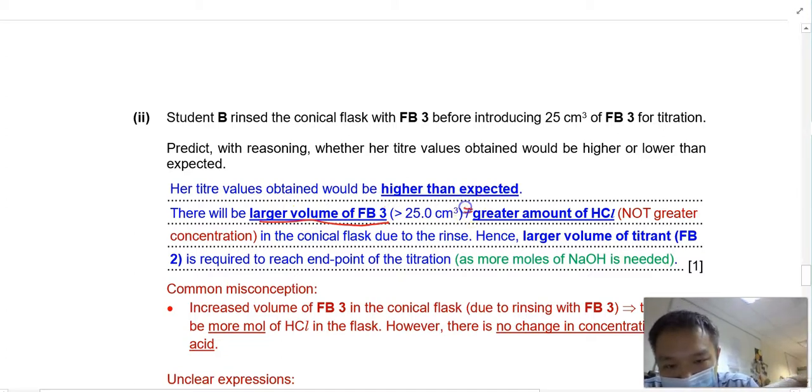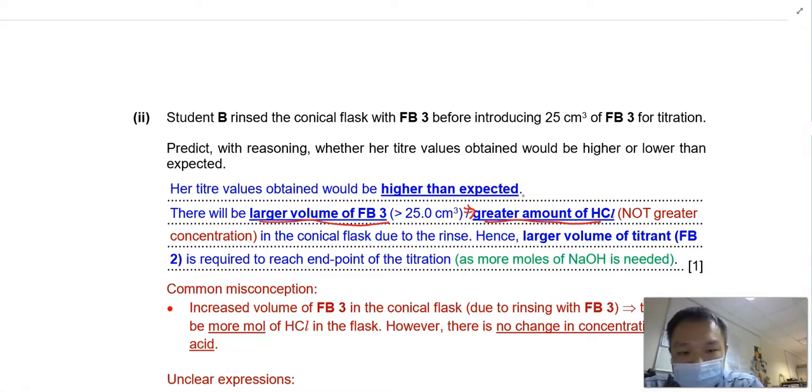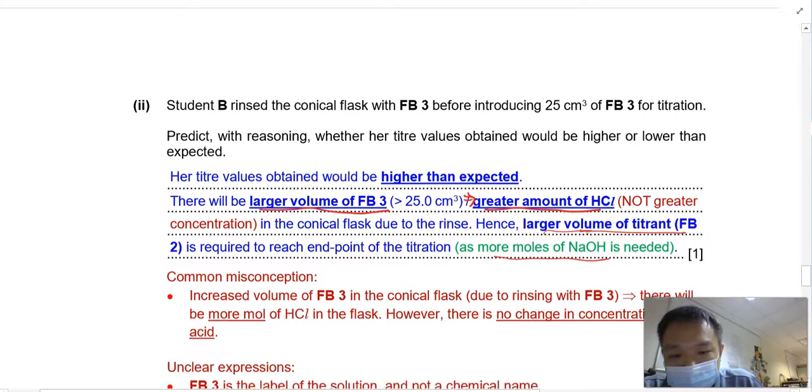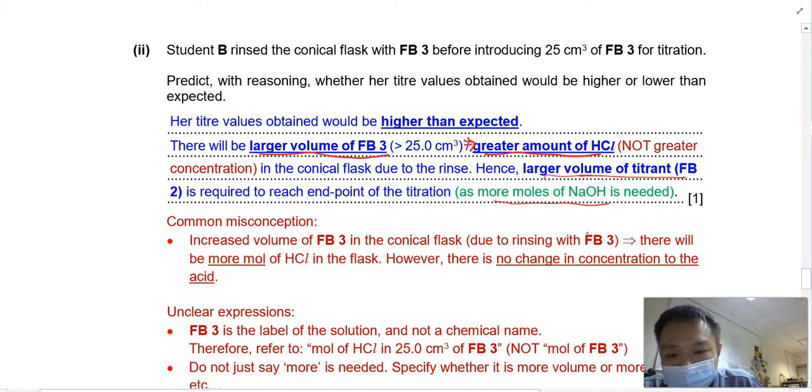This brings about a greater amount of HCl, not greater concentration, but you just have more moles of HCl because of the larger volume of FP3. If you have a larger amount of HCl, you definitely need a larger amount of NaOH to reach endpoint. So more moles of NaOH is required, therefore you need a larger volume of FP2, and this results in a higher titer value. But there's no change in the concentration.